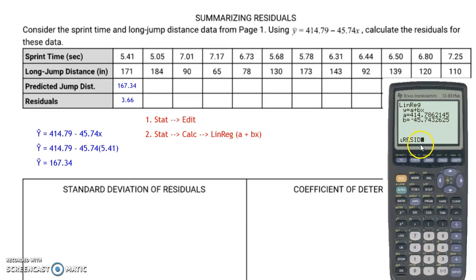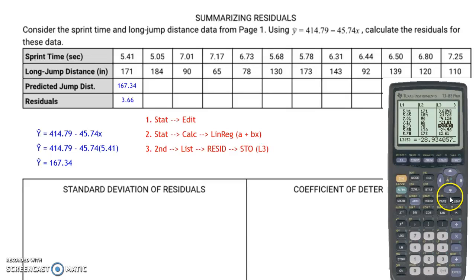Remember, I used L1 and L2 for my X and Y data. So I go store, and I want to put it into L3. So you see L3 is right here, second, L3. That way, these data are stored into the third list. Once you're done storing it into this list, you can go to Stat and edit one more time. You can notice that the third list has all of the residuals, 3.68, which I got 3.66 because of rounding error. All of these are the rest of the residuals. So if you're ever asked to calculate a bunch of residuals, don't worry, the calculator's got your back.